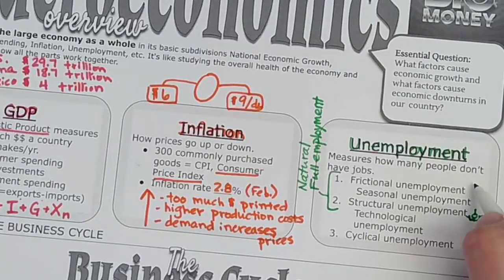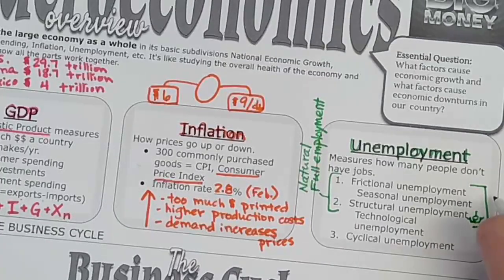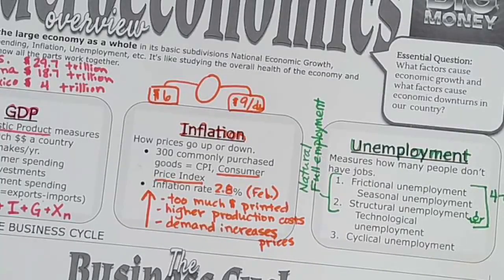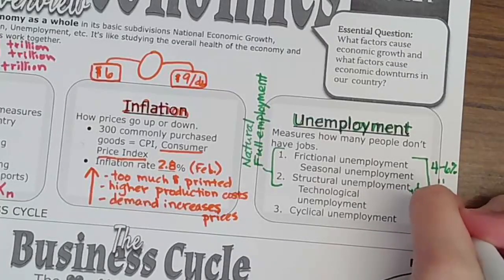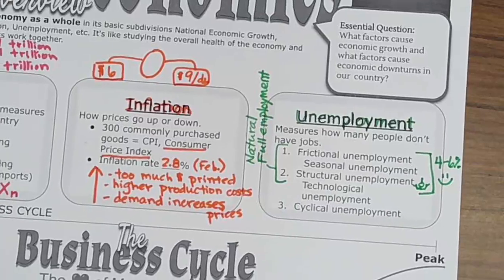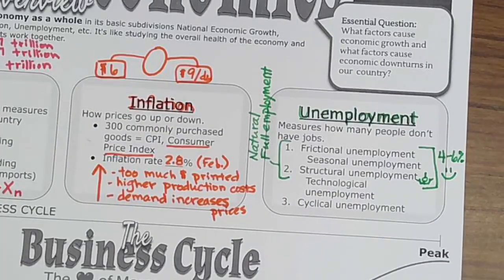So one thing I do want to point out with our frictional and structural unemployment is that when that level is at about 4 to 6% of the labor force, that's okay. That's what we would normally expect. And so that's going to be okay. I'm going to put my little happy face there to remind me, not a problem.